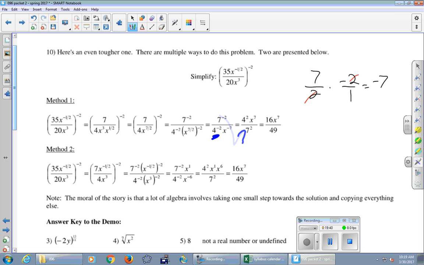Where does the 4 to the negative 2 go? Up. Where does the x to the negative 7 go? Up. And now the exponents are all positive. And the last thing is to just change 4 squared to 16, 7 squared to 49. So there's our answer: 16x to the 7 over 49.